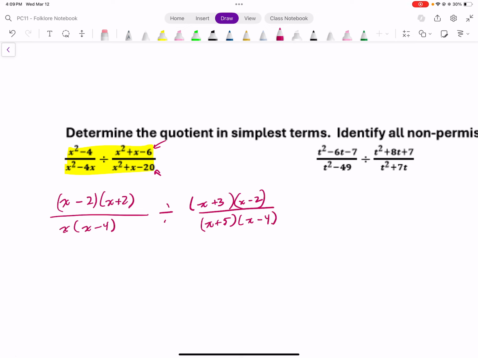So I'm going to pick off my non-permissible values, which there are plenty. So what I have is x cannot be equal to 0.